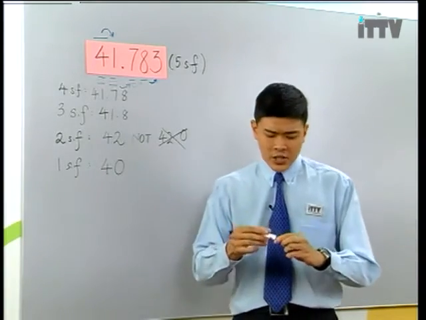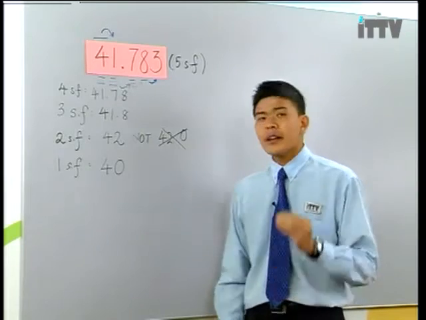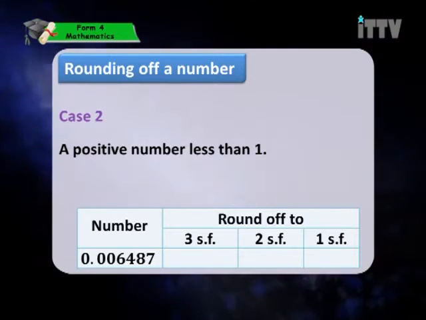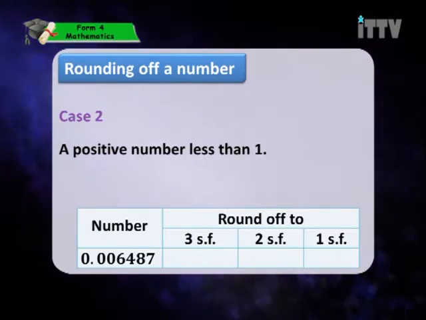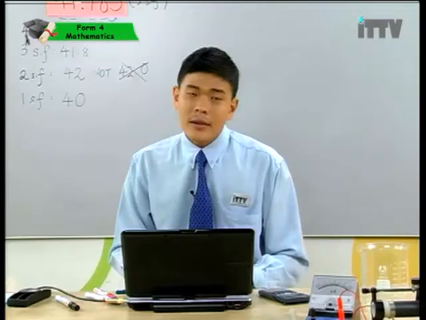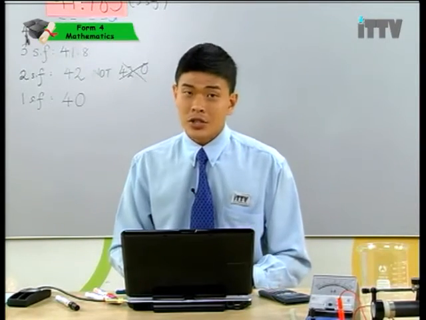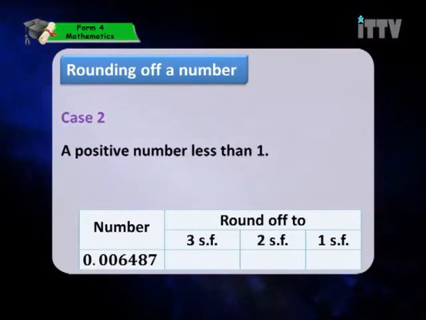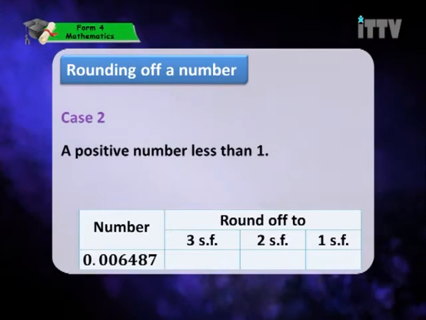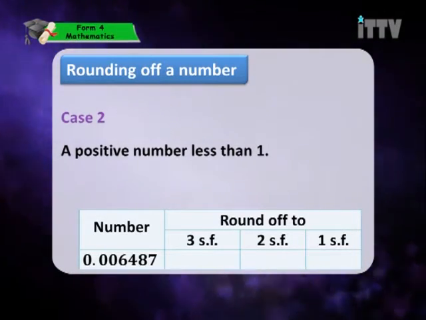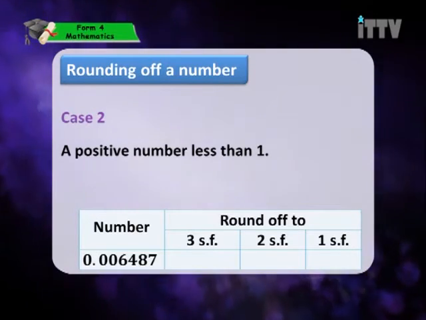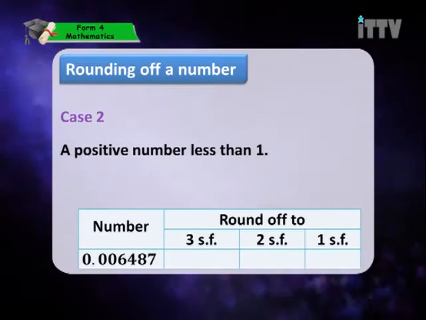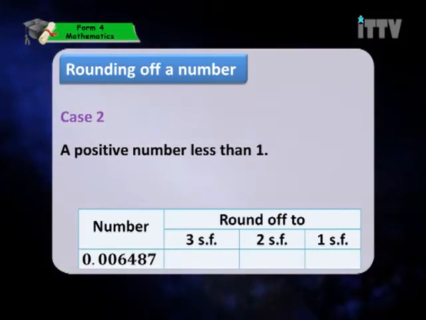Okay, so this is case 1, where we rounded off a number that is positive and greater than 1. In case 2, we would like to round off a positive number which is less than 1. This means numbers that begin with 0. Okay, so the first case and the second case are different. How do we do that? Let's look at the example here. Round off 0.006487 to 3 levels of accuracy: 3 significant figures, 2 or 1 significant figures. Alright, let's go to the board.